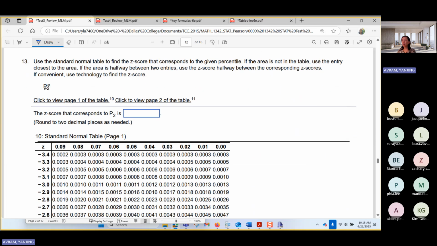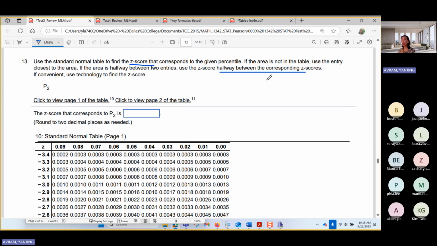Okay, number 13 here is: use the standard normal table to find the z-score corresponding to the given percentile. If the area is not in the table, use the entry closest to the area. If the area is halfway between the two entries, use the halfway. So that means if it's in the middle, you're going to have to use the average of the left and right to get the middle. If it's not in the middle, you're going to find the closest one.